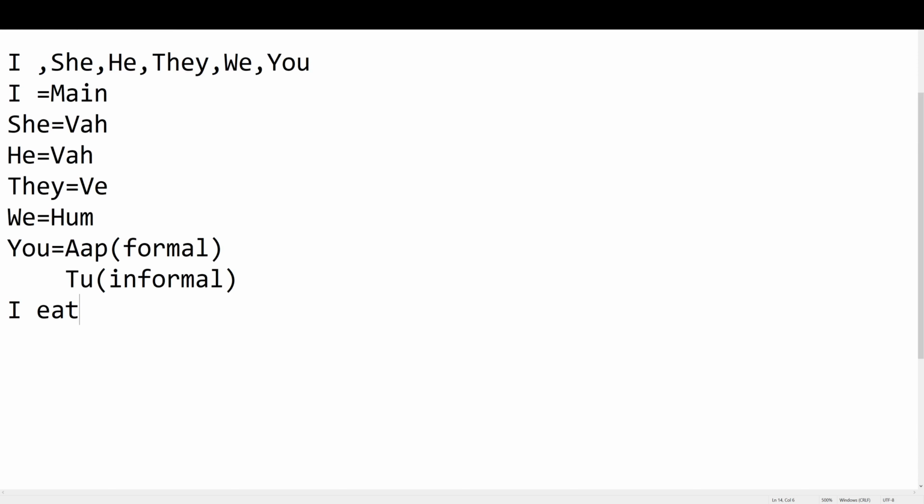I eat. Okay. For I eat we use मैं खाता हूँ. So I'm writing this sentence in English letters, but we don't use English letters for writing. We use Devanagari Lipi. But here in this course I am focusing on only speaking. That's why I am not writing Devanagari Lipi here. Okay. मैं खाता हूँ.